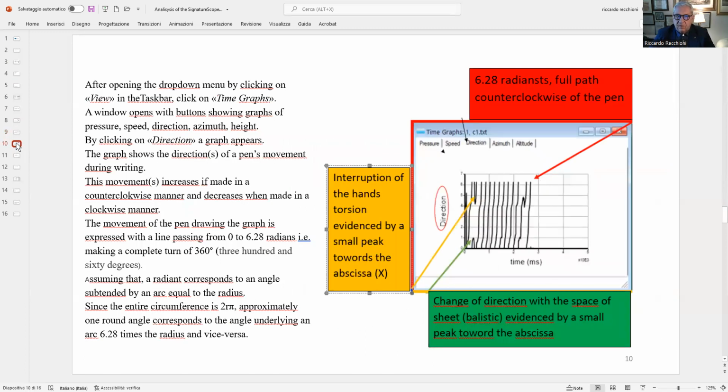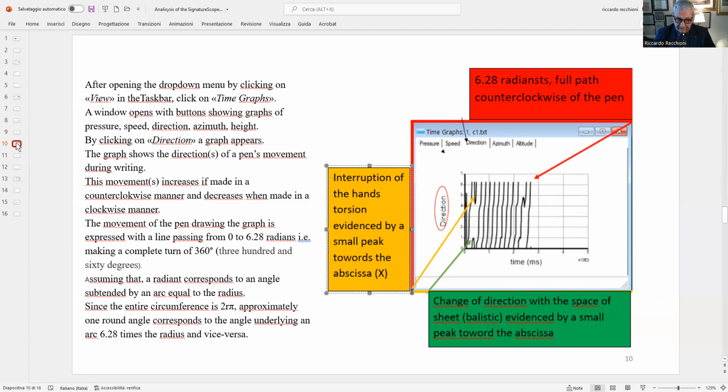After opening the drop-down menu by clicking on View in the taskbar, click on Time Graph. A window opens with buttons showing graphs of pressure, speed, direction, azimuth, height, altitude. By clicking on direction, a graph appears.